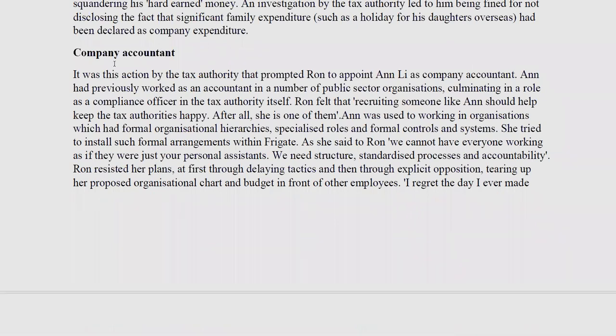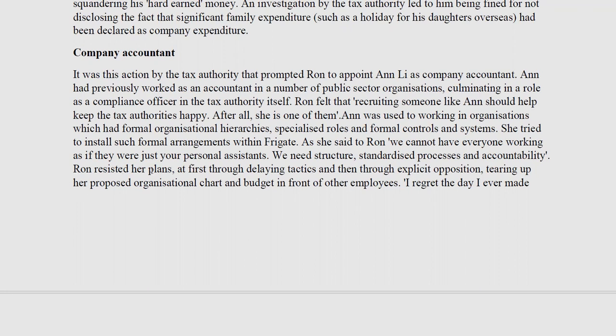Now, the company accountant. It was this action by the tax authority that prompted Ron to appoint Ann Lee as the company accountant. Ann had previously worked as an accountant in a number of public sector organizations, culminating in a role as a compliance officer in the tax authority itself. Ron found that recruiting someone like Ann should help keep the tax authorities happy. After all, she's one of them. Ann was used to working in organizations which had formal hierarchies, specialized roles, and formal controls and systems. She tried to install such formal arrangements at Frigate. As she said to Ron, we cannot have everyone working as if they are just your personal assistants. We need structure, standardized processes, and accountability.